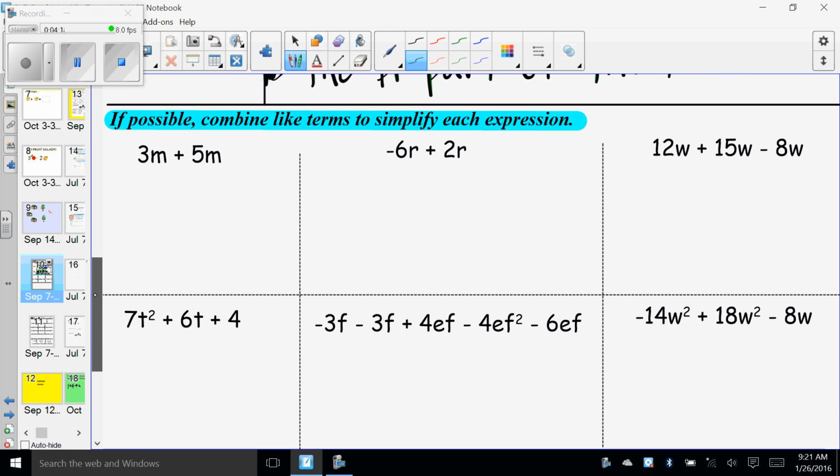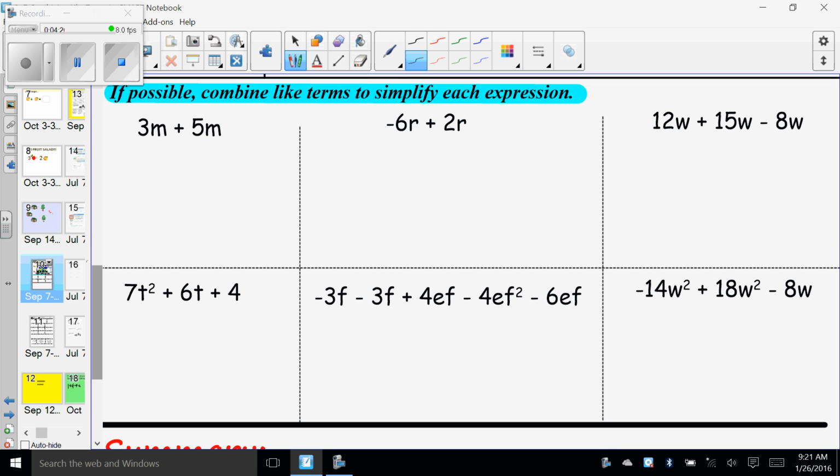So far in this lesson, what we talked about are what are like terms. Like terms have the same variables, the same power. Unlike terms do not. So if we have like terms, we can combine them through an operation of add or subtract. So here I have 3m's plus 5m's, and I'm checking to see same variable, yep, same power, yep, we can combine. So to combine then, we're going to put all the m's together.